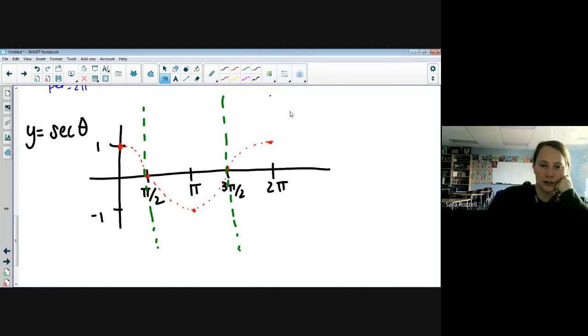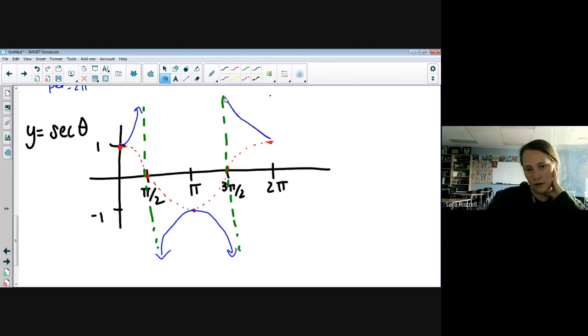So my actual secant graph I'm going to do in blue. I'm going to flip this section over. It'll look like this here. It would finish on the other side as well. Here and here. It does keep going.